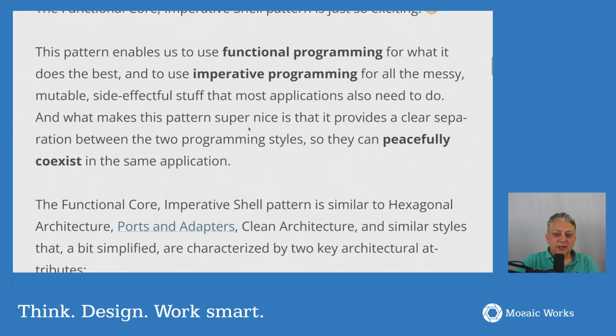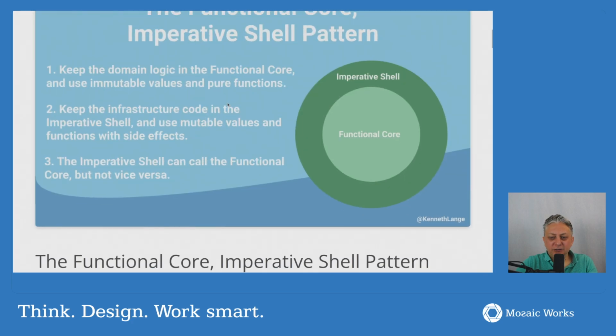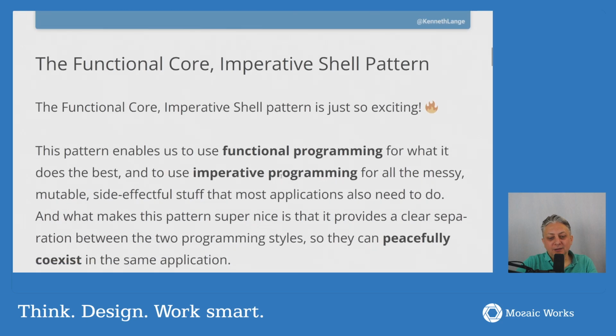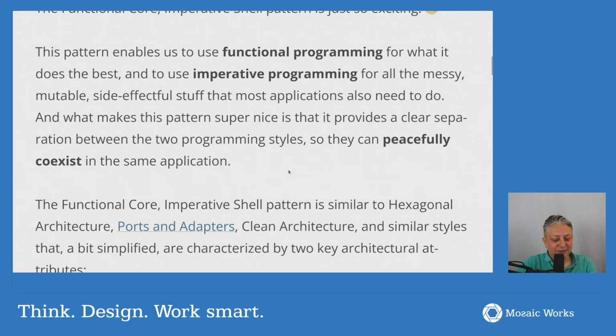This pattern enables us to use functional programming for what it does best, and to use imperative programming for all the messy, mutable, side-effectful stuff that most applications also need to do. This is correct because it's very weird to use functional programming for input-output operations. It's possible, but you need to understand certain concepts that are more difficult to understand.